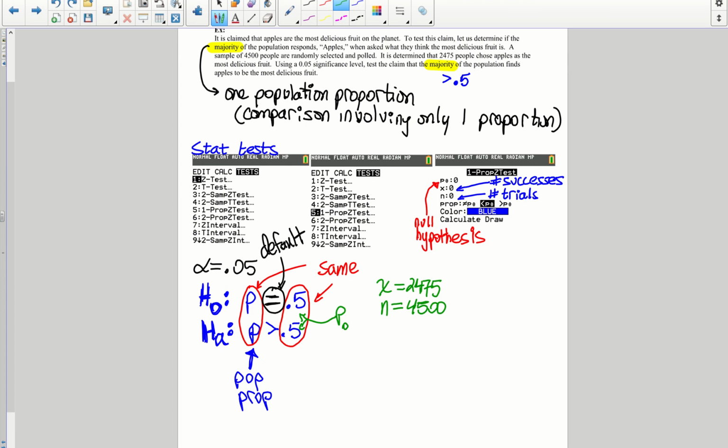But also, if it's part over whole, and you have two choices, x and n, the n is the whole, well, that's got to be the bigger number. So the other one has to be the x. Right? So x is always going to be smaller than the n value, because it's got to be part of the whole. So now we have everything to put into our calculator to get our p-value.